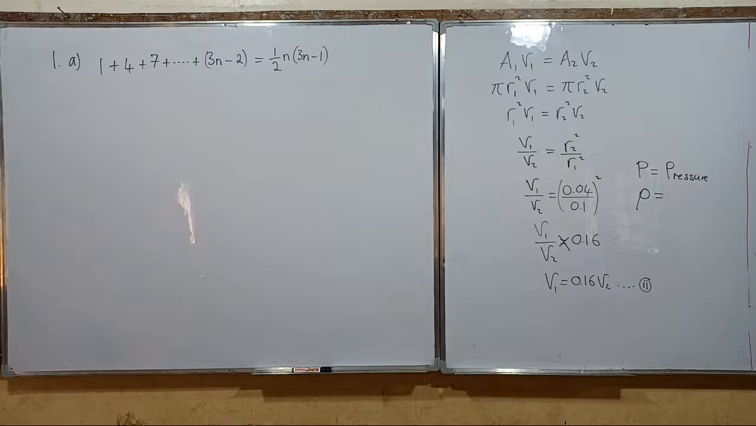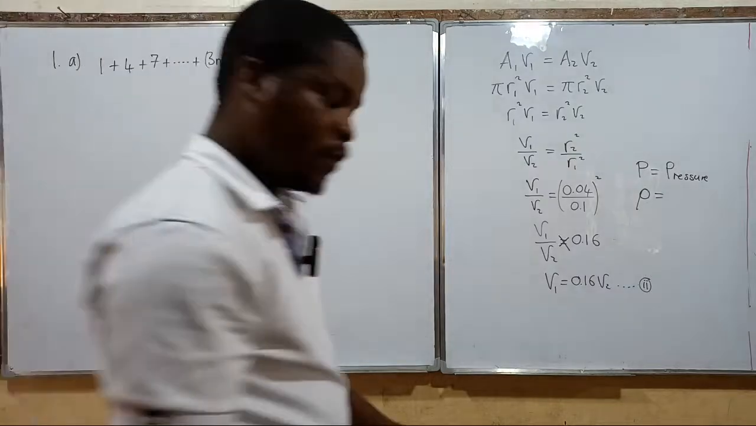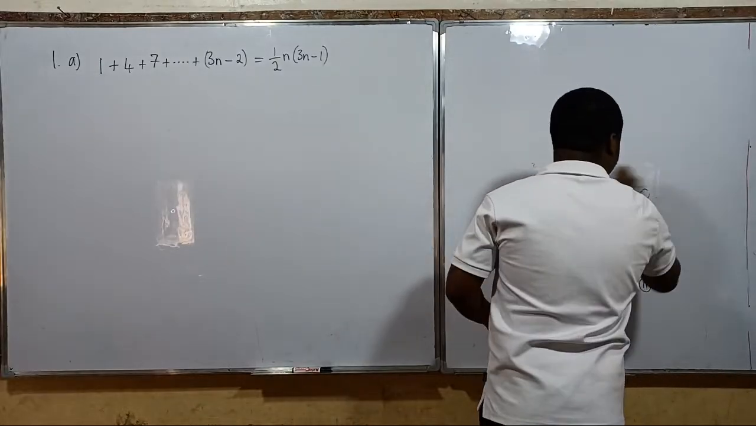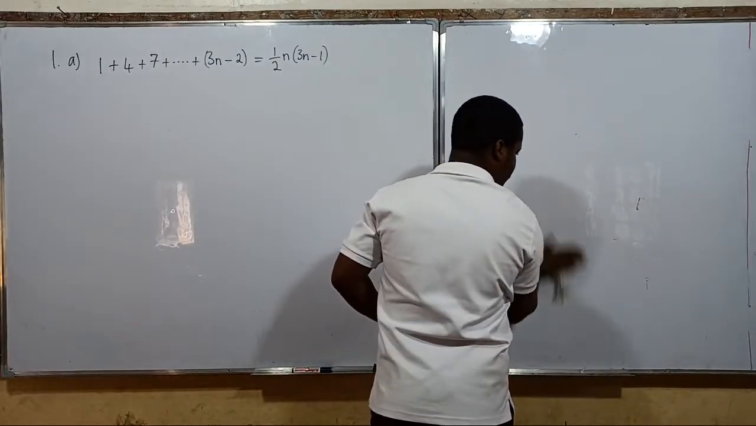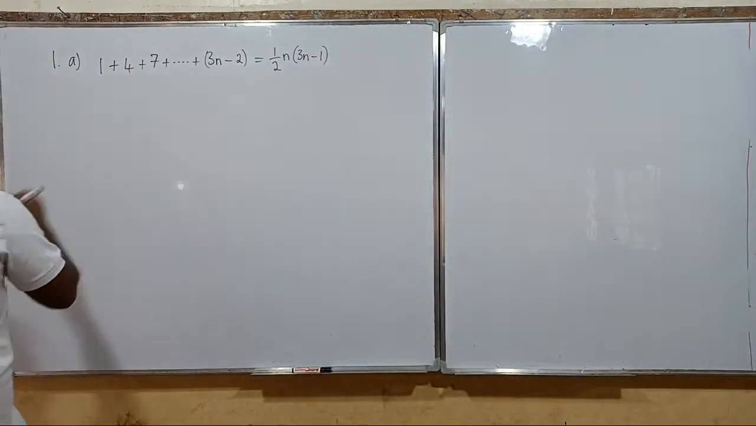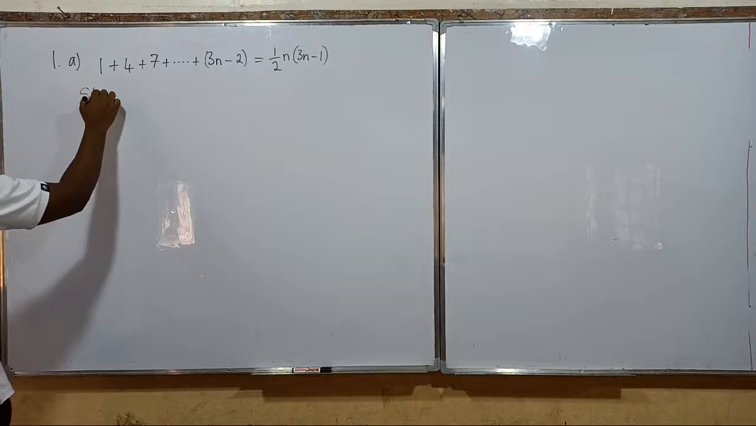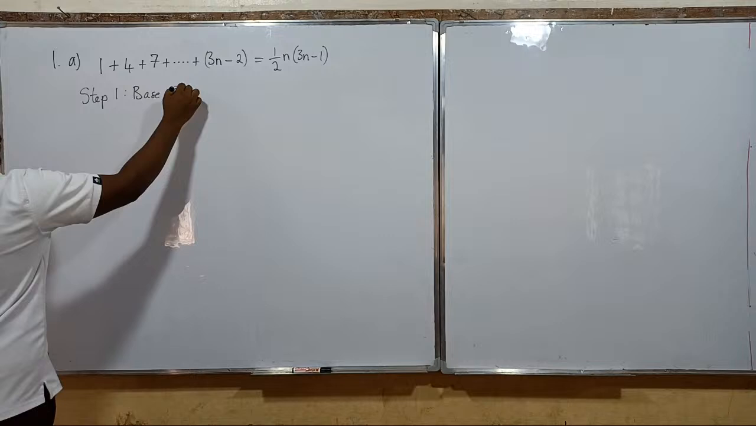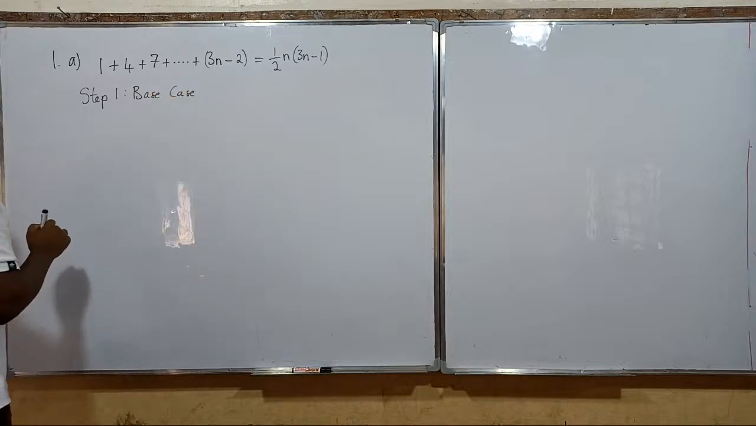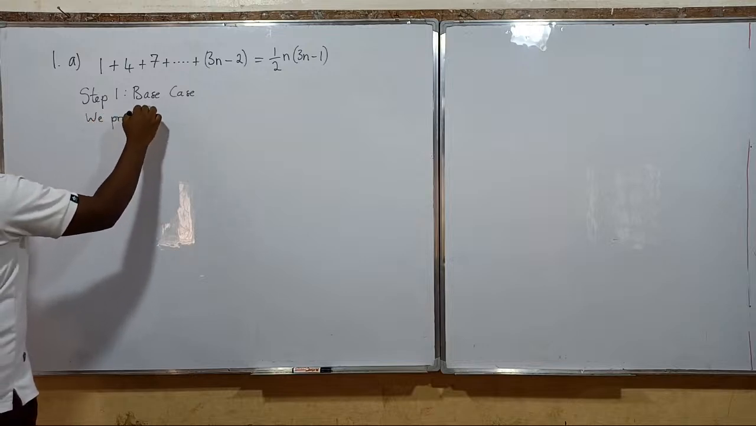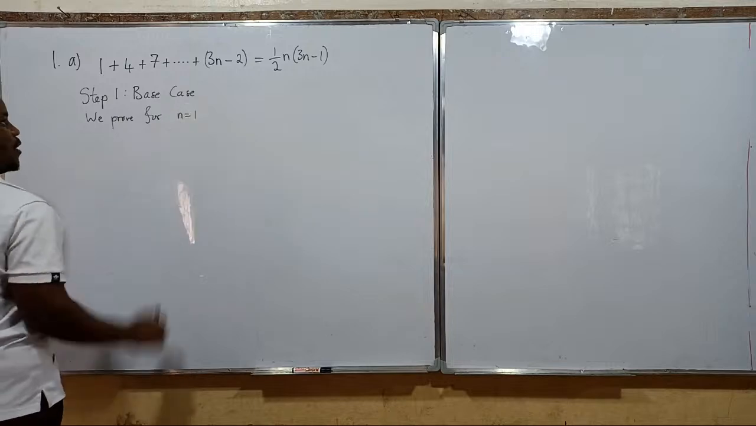Step 1, as usual, is the easiest of them all. We prove that it is true for n equals 1. So step 1 is known as the base case, also known as the base. So we can say we prove for n equals 1.